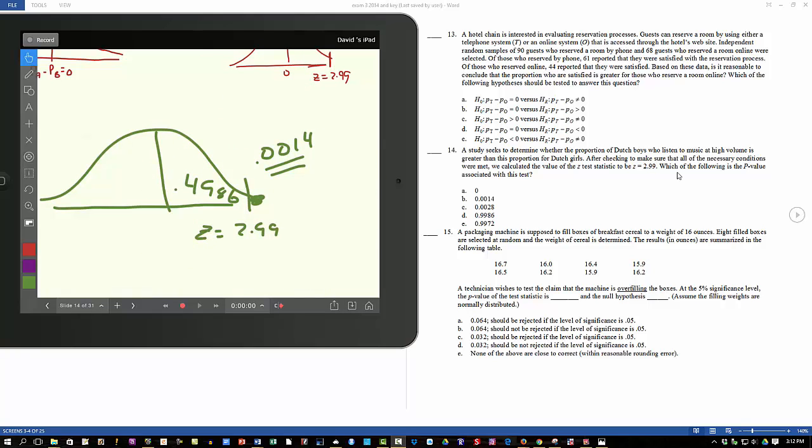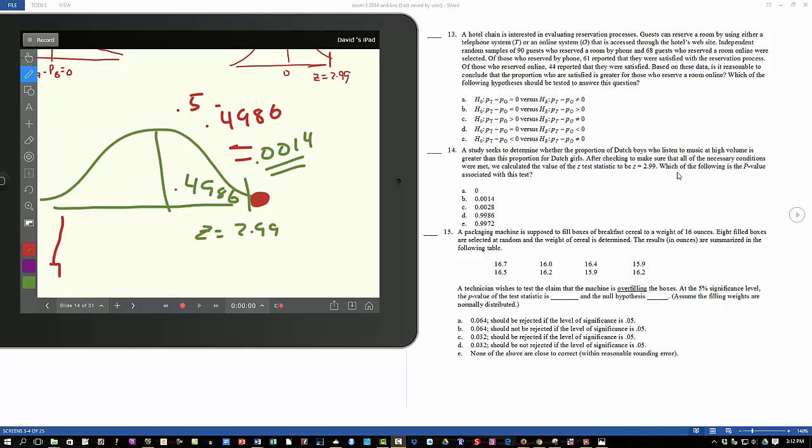And now I take that 2.99, look it up in the Z table. And if you look up 2.99 in the Z table, you will find a value of 0.4986. But the p-value is the area in the tail here, so you'll have to have 0.5 minus 0.4986 to get the p-value. And since this is a one-tailed test, that's it. The p-value is 0.0014. That's B. If this were a two-tailed test, if we just want to know if there was a difference between boys and girls who listen to the music at high volume, then we would have had to have added p-value on the lower end as well, but unneeded in this case.